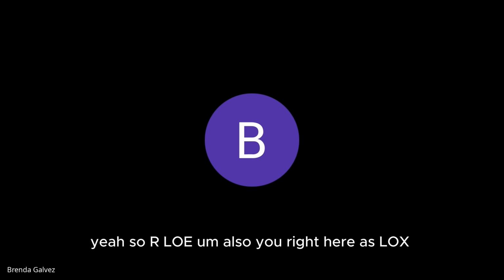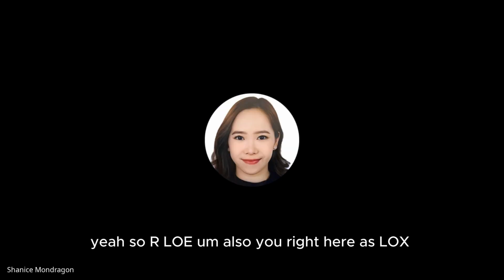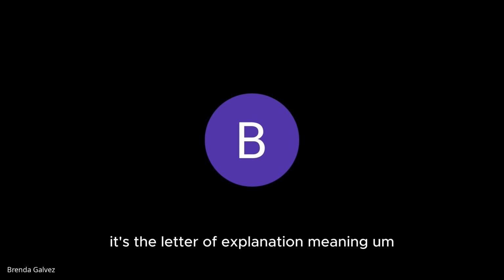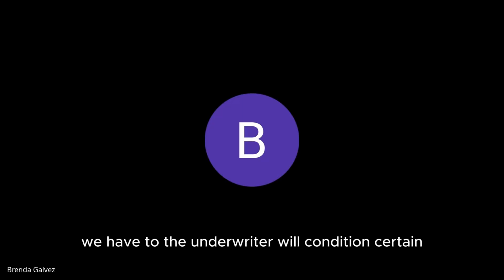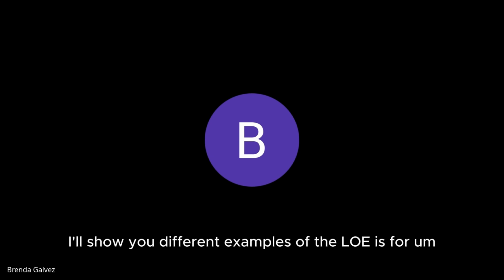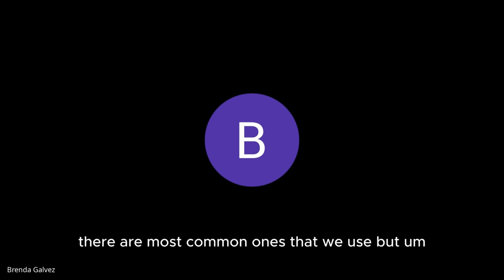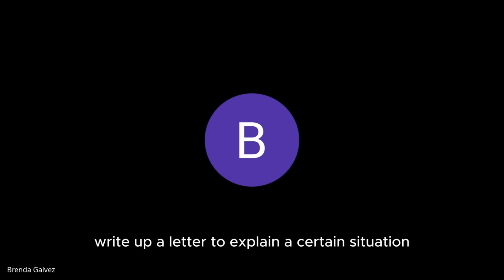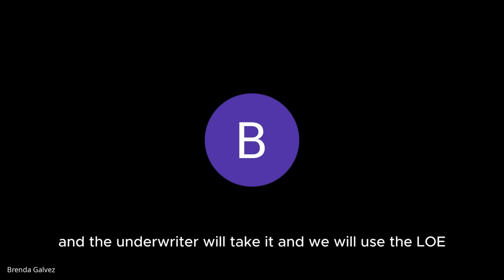Our LOE, you might also hear it as LOX. It's the letter of explanation, meaning the underwriter will condition certain clarification from the borrower. At a later training, I'll show you different examples of what the LOE is for, our most common ones. But the borrower can write up a letter to explain a certain situation or scenario, and the underwriter will take it. We use LOE, or you will also hear LOX, that's letter of explanation.